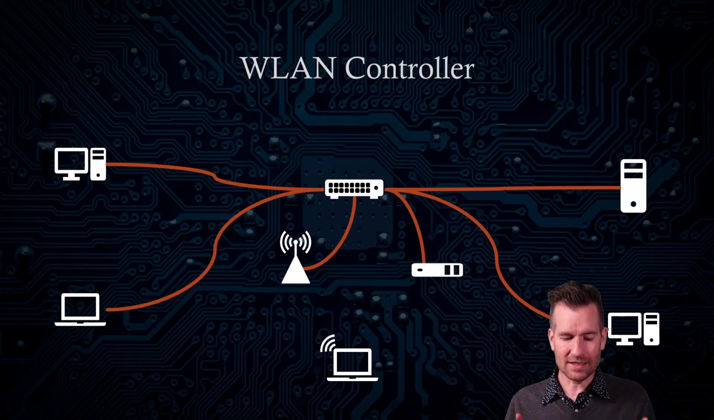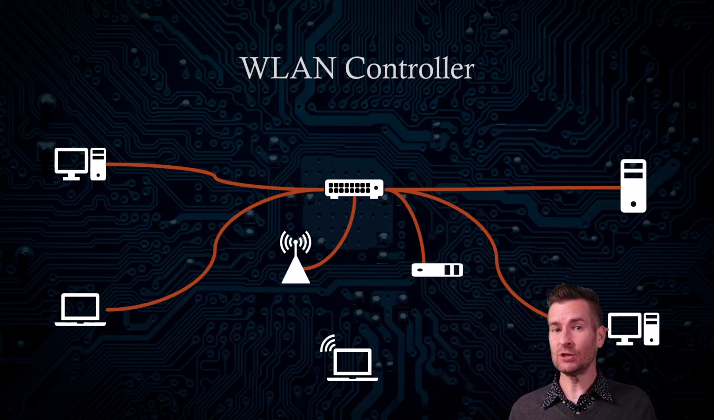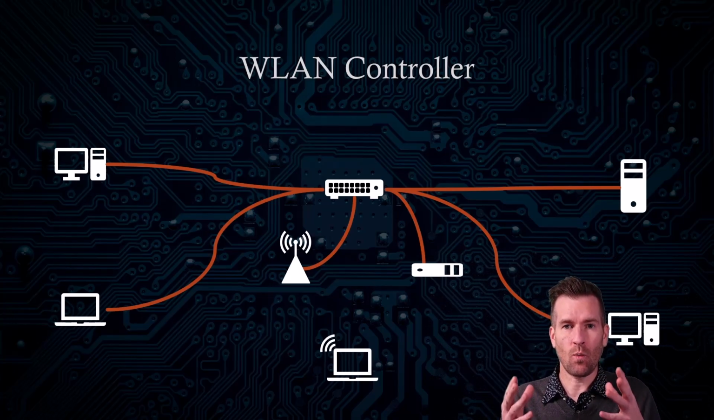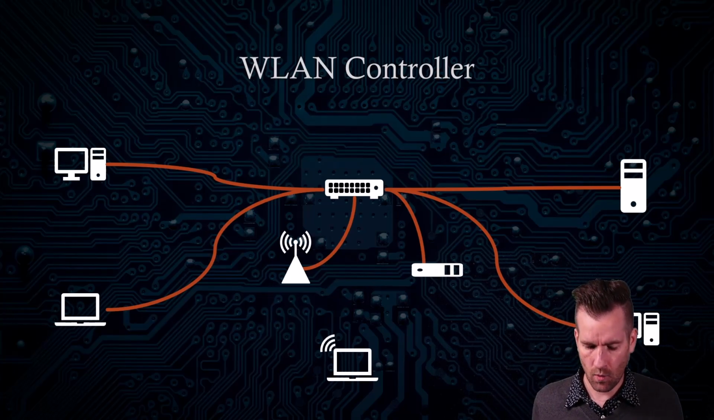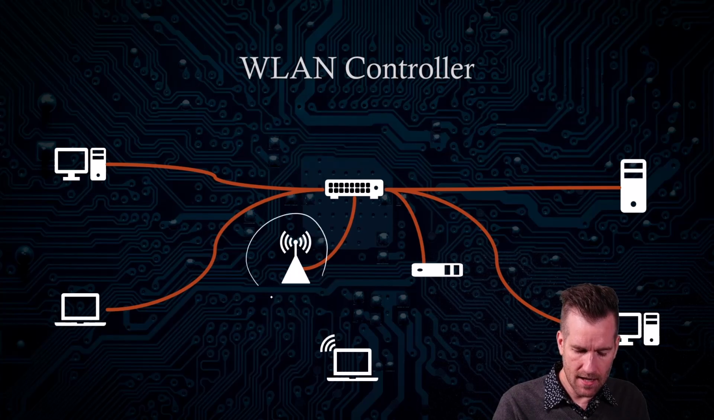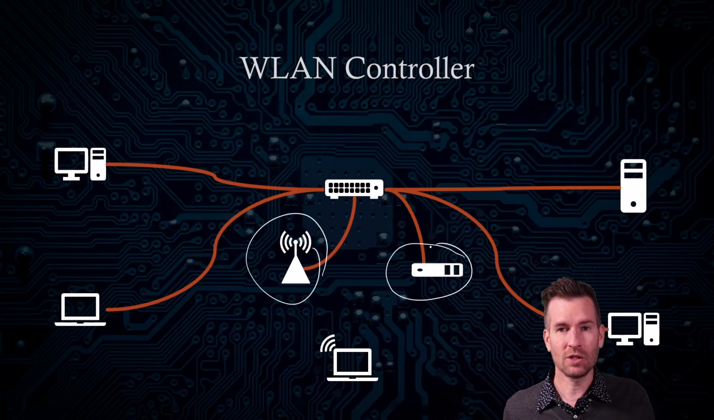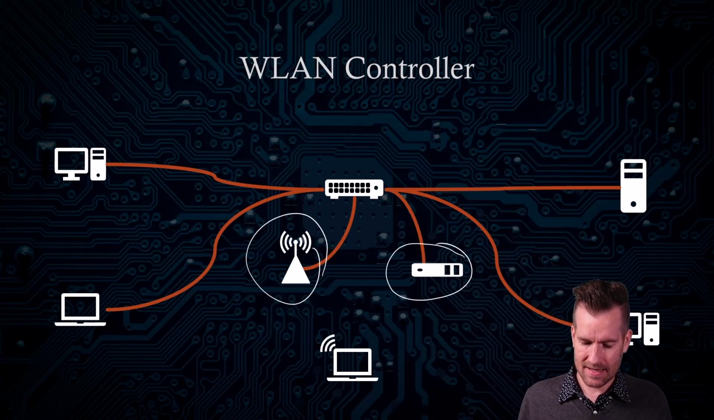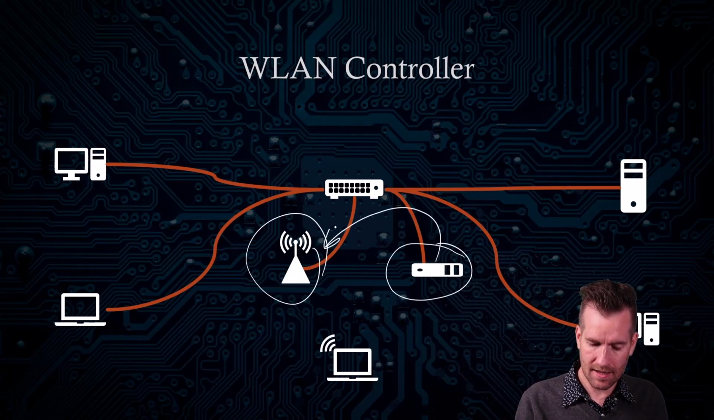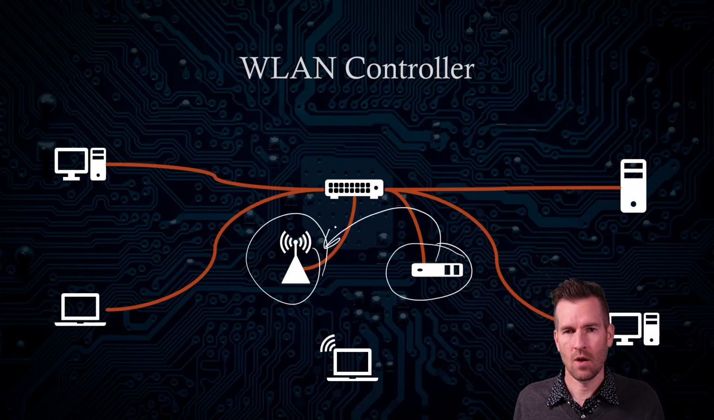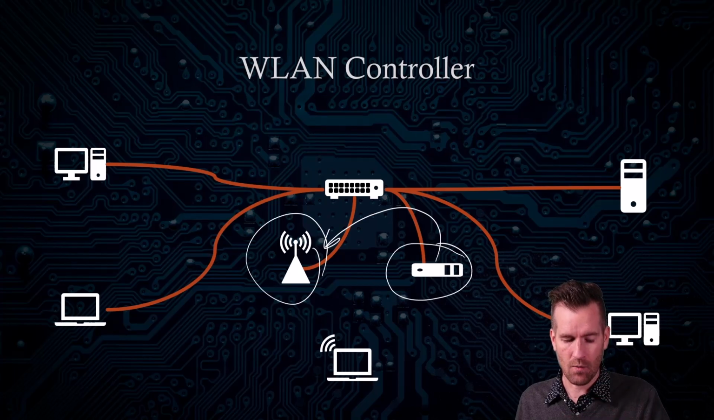Then we have a wireless LAN controller. A wireless LAN controller is used to manage your different wireless devices on your network. So this device right here is a wireless access point. This is a wireless controller. And what will happen is that this controller will tell this wireless access point what kind of wireless networks it's going to be facilitating and the details of how that wireless access point is going to operate.